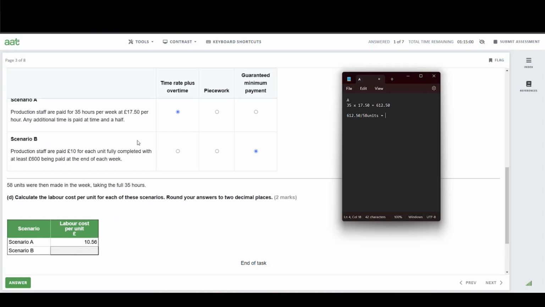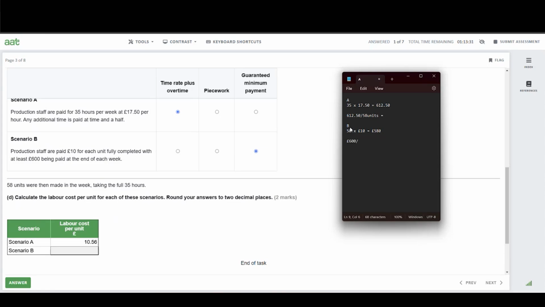Scenario B. Scenario B uses a guaranteed minimum payment. So we need to work out the same thing again. We need to calculate the weekly wage and then divide that by the number of units produced. So 58 units were produced at £10 per unit. So that gives us a weekly wage under piecework of £580. However, we can see that these employees are paid at least £600. So obviously they haven't made enough under piecework, so they will then receive £600 per week.